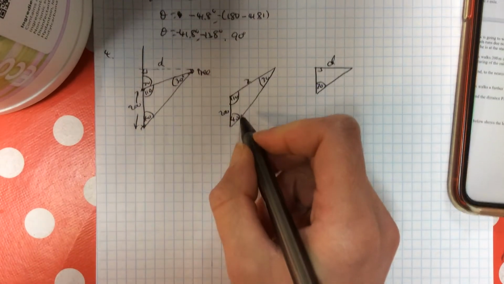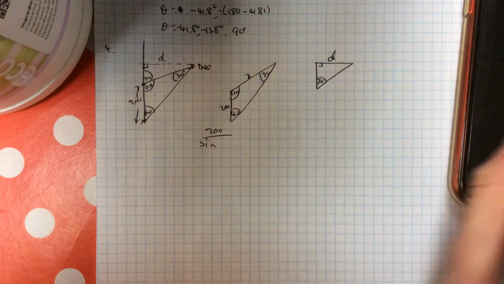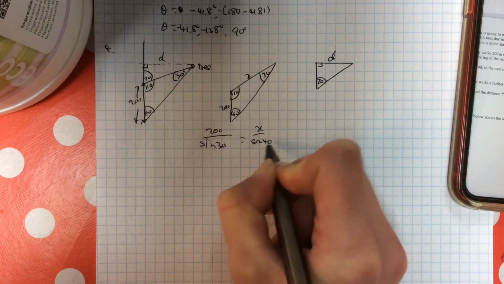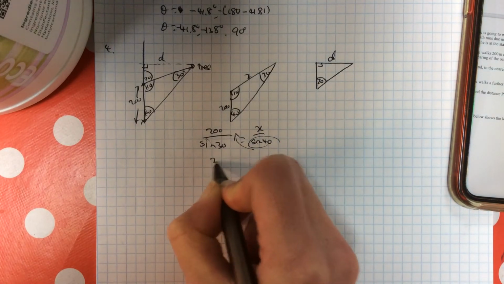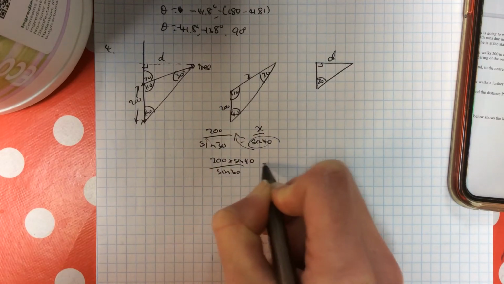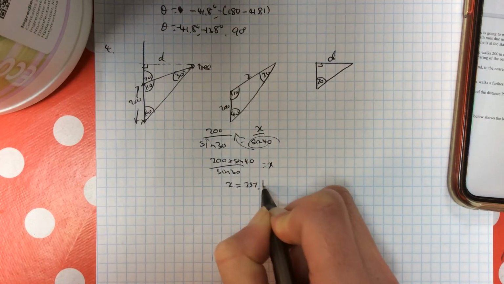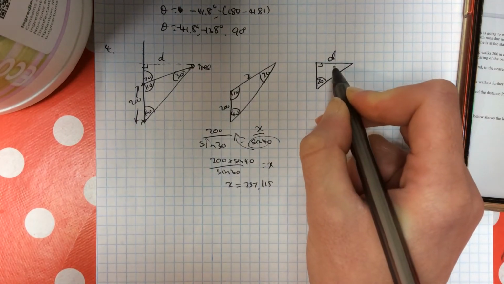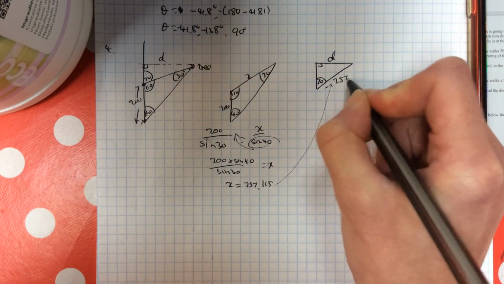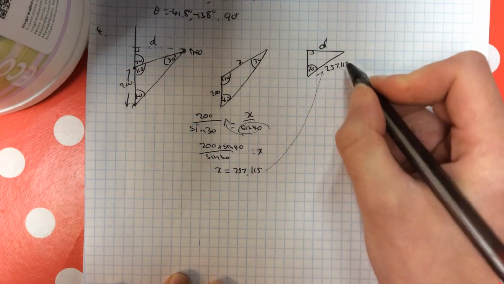Using the sine rule, because I have lots of information: 200 over sine the opposite angle equals x over sine the opposite angle. Bring this to the other side and multiply. So 200 times sine 40 over sine 30 equals x. So x works out to be 257.115. So in my triangle here, this is now my x value, 257.115.